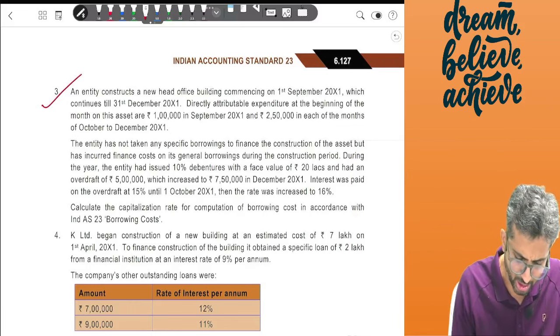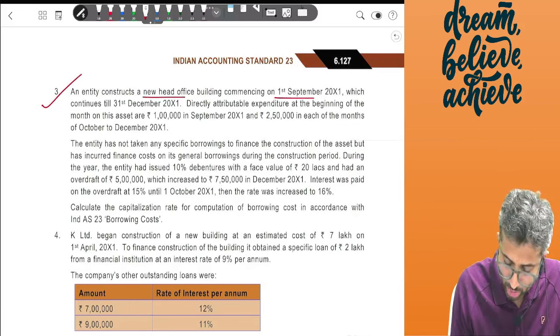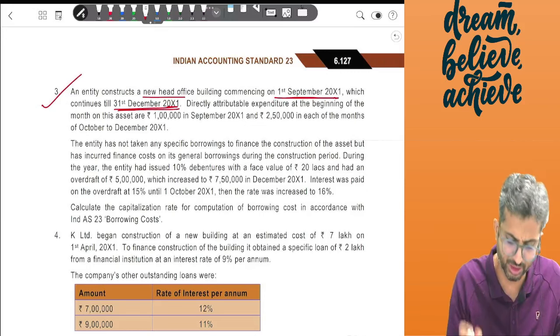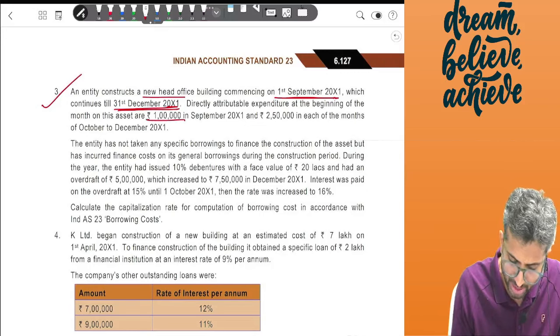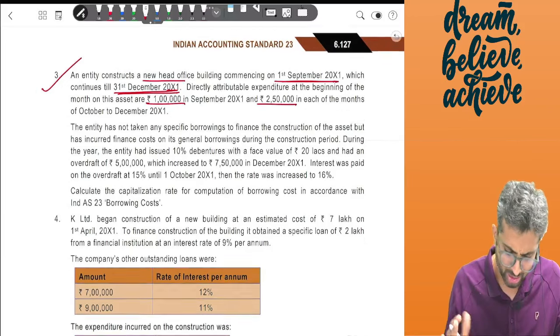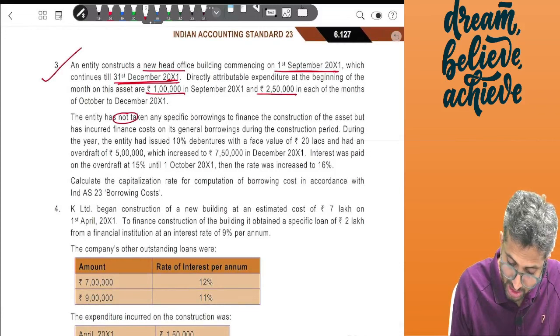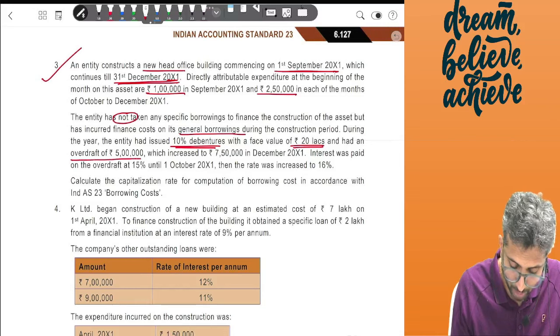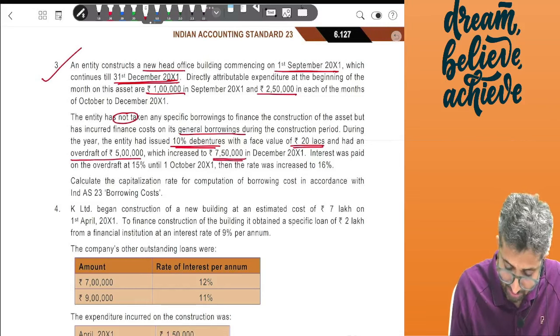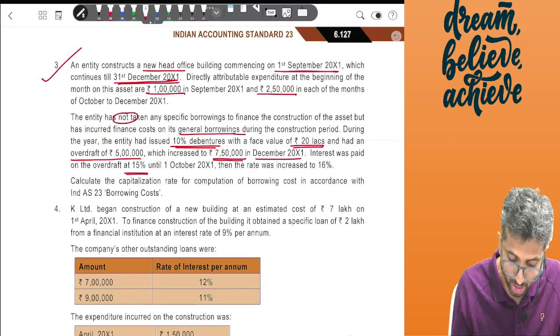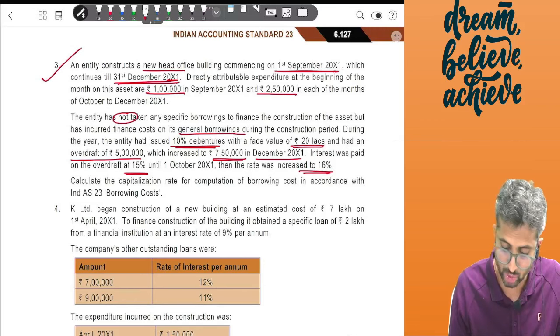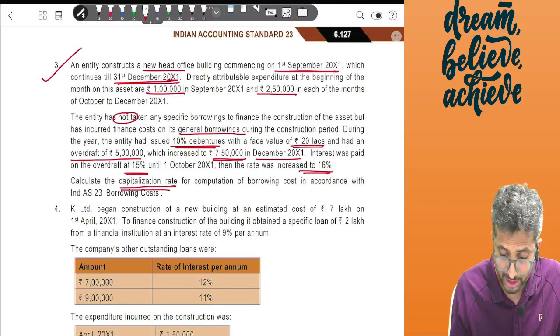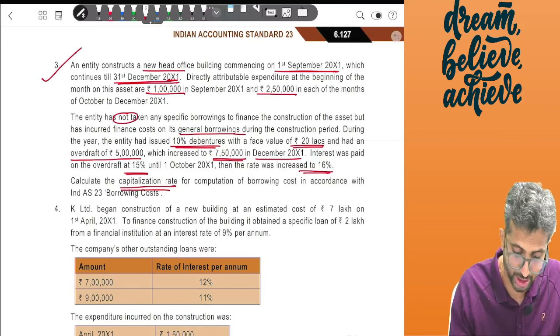So over here an entity constructs a new head office commencing on 1st September which continues till 31st December. For these 4 months, directly attributable expenses are given as 2 lakh 50 in each of the months. That's fine. The entity has not taken any specific borrowings to finance the construction, but has incurred finance cost on its general borrowings. During the year, entity has 10% debentures with a face value of rupees 20 lakhs and an overdraft of 5 lakhs, which increased to 7 lakh 50 in December. Interest was paid on the overdraft at 15% and then was increased to 16%. Calculate the capitalization rate in accordance with Ind AS 23.